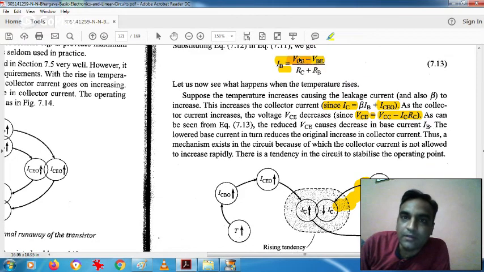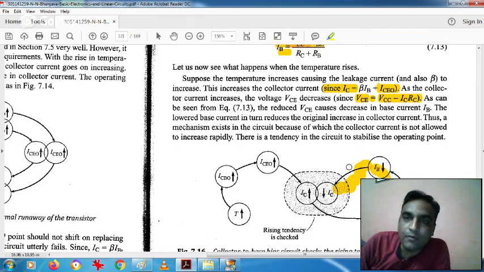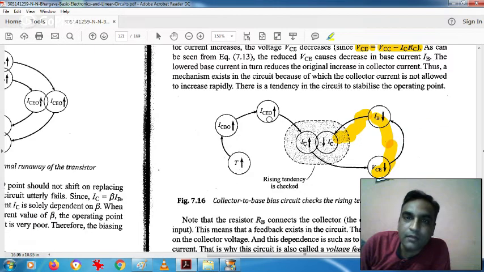If VC goes down, then IB will go down. IC is equal to beta IB, so again IB will go down, then IC goes down. So this increment in the temperature due to this process has been maintained by this decrement in the IC. So this is stopping the thermal runaway. This circuit has a tendency to stop the thermal runaway.